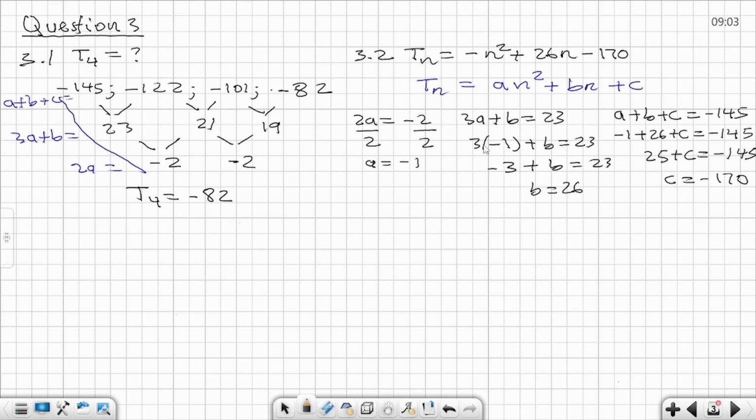So now Tn, the general term, is equal to this in standard form. Now you are going to replace your a, b, and c. What is your a? Negative 1. So it will be negative n squared plus bn. What is your b? 26. It will be 26n plus c. What is c? Negative 170.